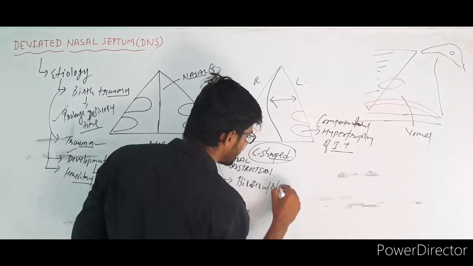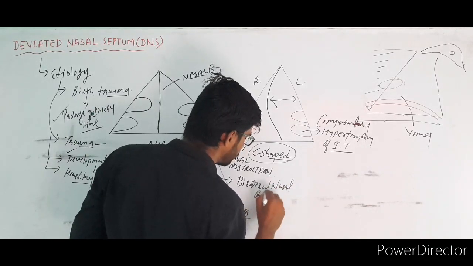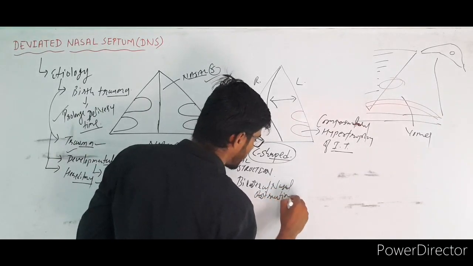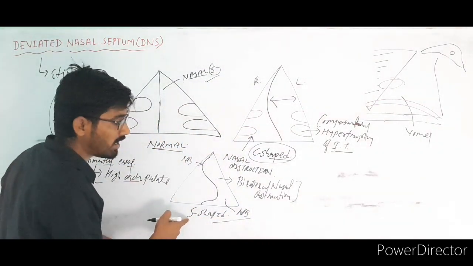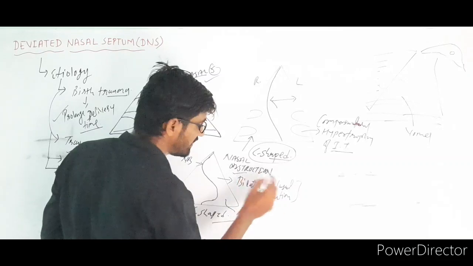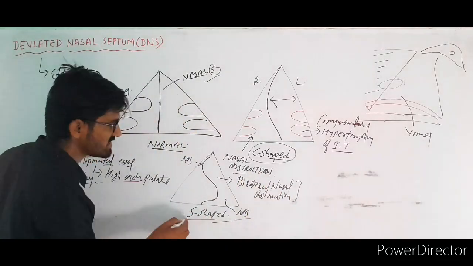Bilateral nasal obstruction occurs in this case. If the examiner is asking in S shape, in which type of deviated nasal septum there will be bilateral obstruction, so you have to tell in S shape.